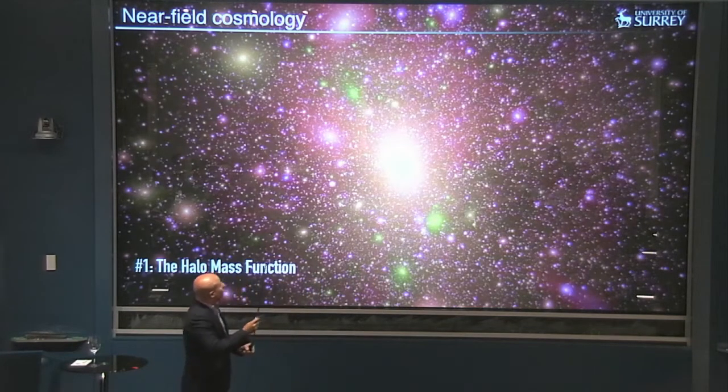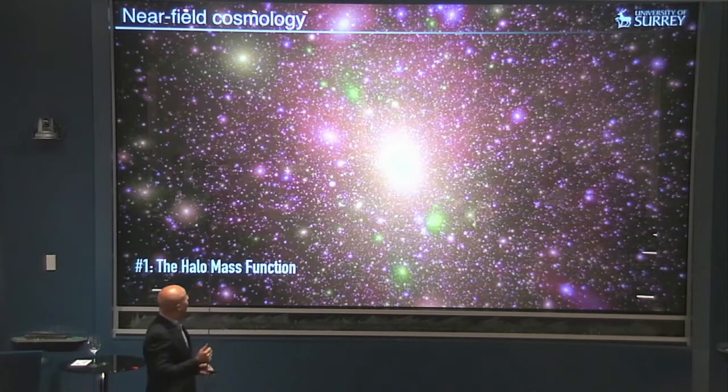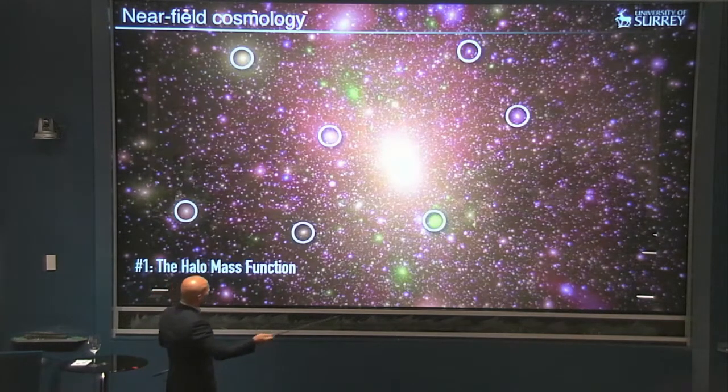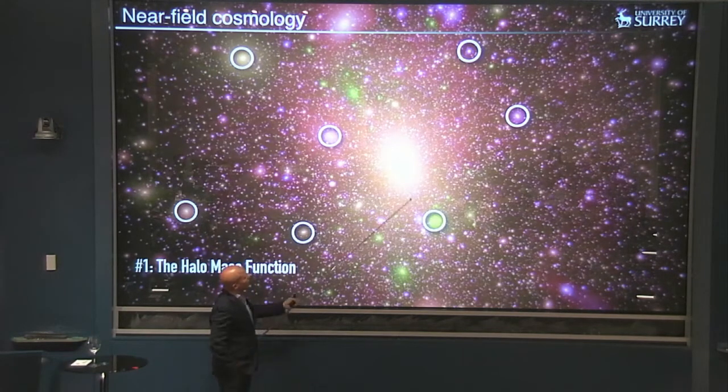So you can take out lots of information from a calculation like this that you can then go and compare to the real universe and try and work out what dark matter is, or at least what it isn't. Okay? So one thing I can do, I can count up all of these dark matter blobs. And if I just calculate the statistics of these blobs in some volume, I could then go and compare it to the number of actual galaxies that I can see. Okay? And that's called the halo mass function.